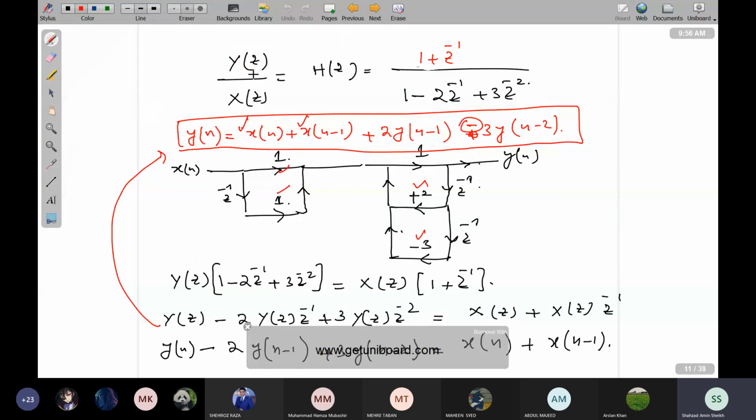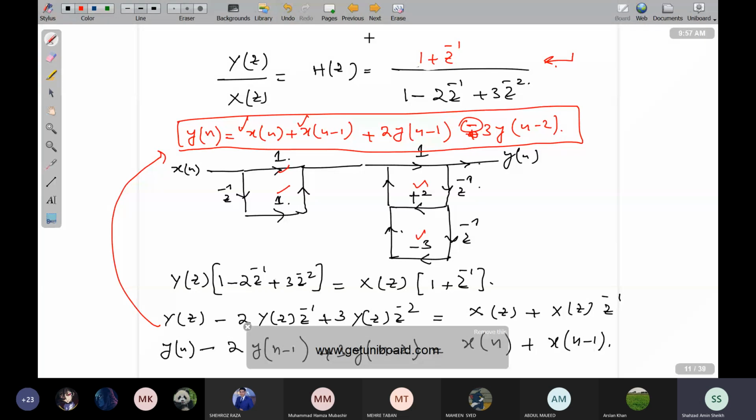So y of z over x of z is h of z, and this is given. Suppose that's a given transfer function and you have to implement it using direct form 1. इसकी realization जो है करनी है. So अगर आप difference equation को देखें इसकी, that is y of n is equal to x of n plus x of n minus 1 plus 2y of n minus 1 minus 3y of n minus 2. Are you sure कि आप इसको find out कर सकते हैं?